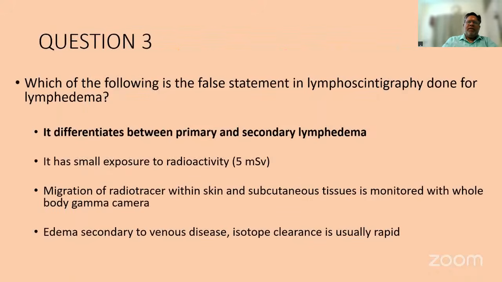Which of the following is a false statement in lymphoscintigraphy done for lymphedema? 1. It differentiates between primary and secondary. 2. It has a smaller exposure to radioactivity. 3. Migration of the radiotracer within the skin and subcutaneous tissue is monitored with a whole body camera. 4. In edema secondary to venous disease, isotope clearance is usually rapid. So this has been taken directly from the latest Sabiston, verbatim; all these four statements are present, and the answer is that it cannot differentiate primary and secondary lymphedema.